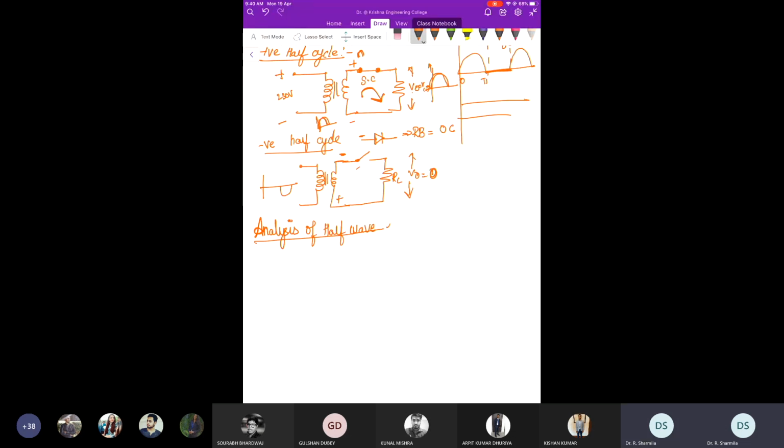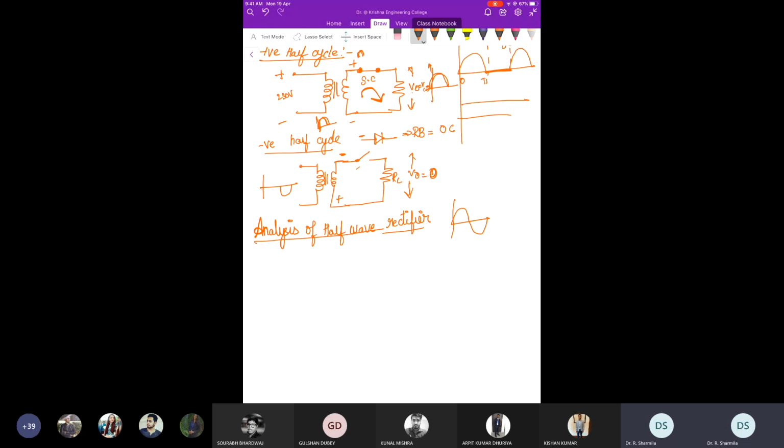Anyone tell me, if it is an AC signal, how is it represented in mathematical form? Any idea? If it is a sinusoidal signal, how can we represent it in mathematical form? You know that signal means sine waveform or cosine waveform. Anyone know how to represent the signal in a mathematical expression? Any idea, beta? M sin omega, sine theta. Okay, very good.